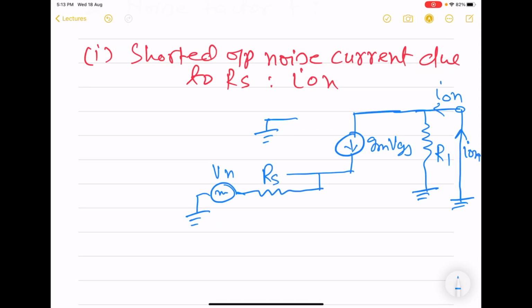And here you can see that R1 is basically short circuited. This lower end was anyway grounded. Now because of shorting, the other end, drain end, has also become ground. So IoN is actually going to flow into the MOS. No current will flow through R1. So this current is also IoN, and we will be calling this as In.